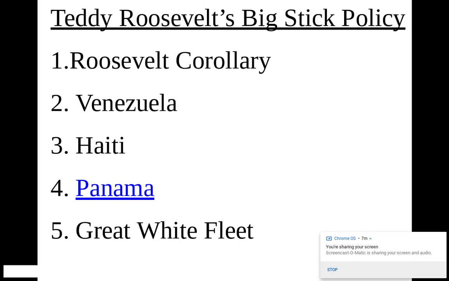But there are a few specific examples, and I think the best and the first is Venezuela. So Venezuela owed England money. England wanted their money. England threatened to take over Venezuelan harbors to impose taxes and duties to collect their money. And that would have been a clear violation of the Monroe Doctrine. So what Teddy Roosevelt says is, you can't do that, but we can.